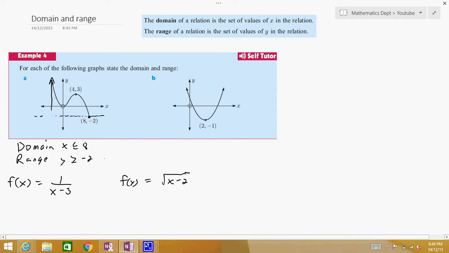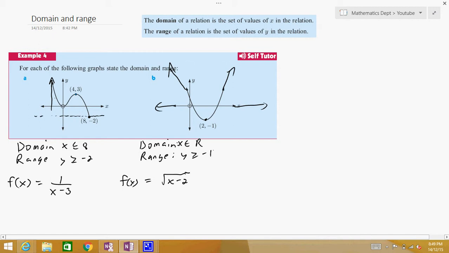Next one, we seem to have some kind of quadratic, where the lowest point is (2, -1). Now a quadratic will go on and on forever, so your domain is all real numbers. Your range, well, for this one, the lowest point was (2, -1). So the lowest y value is -1, but it goes up to infinity. So your range is y is greater than or equal to -1.